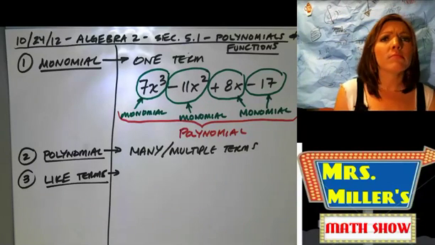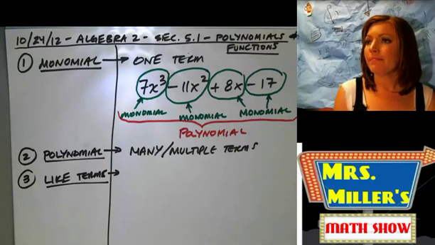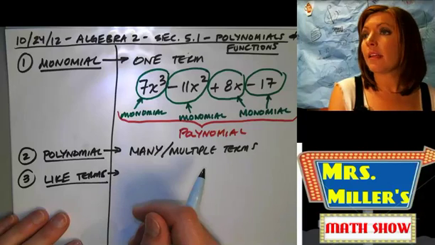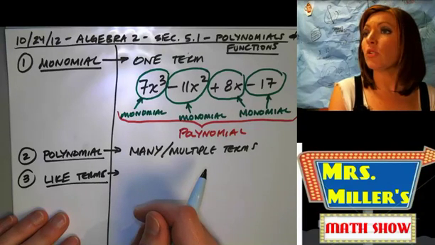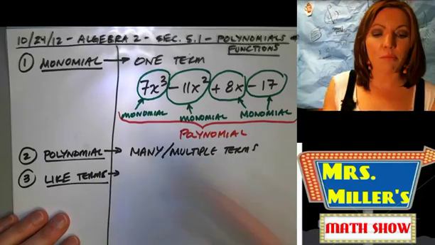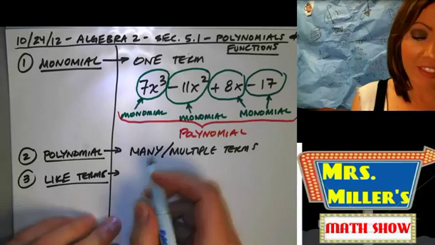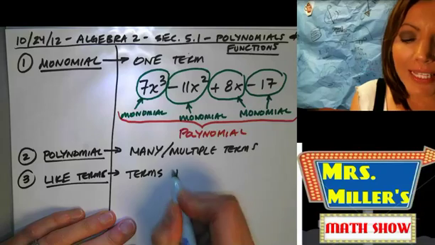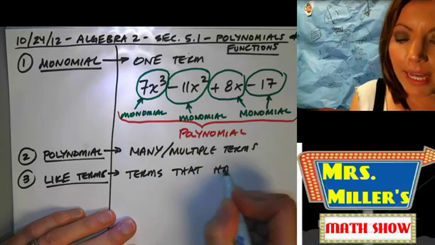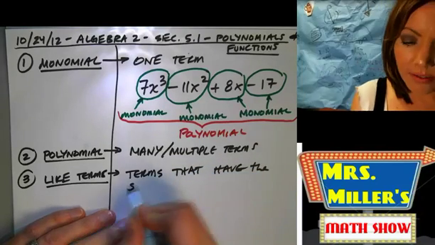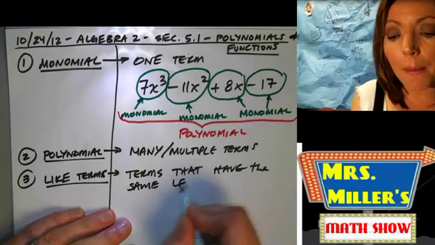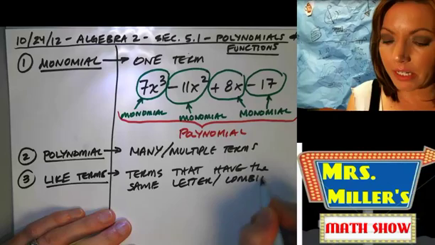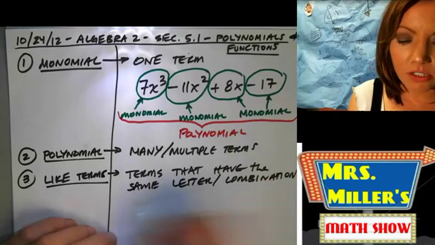What are like terms? Tyler. Terms that have the same exponents, or no, not exponents, just the same letter or symbol. Excellent. Everybody give it up for Tyler. So, like terms are terms that have the same letter or combination of letters. Okay, so I'm going to put up a couple examples here.